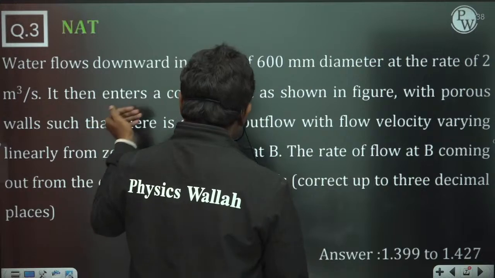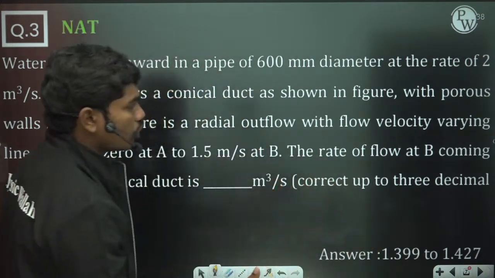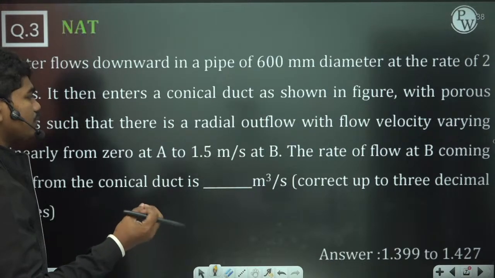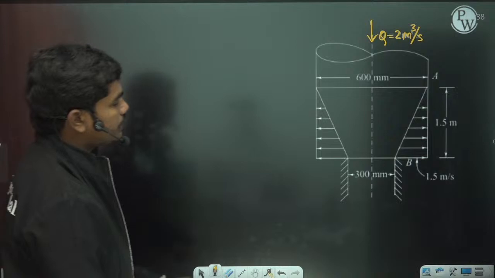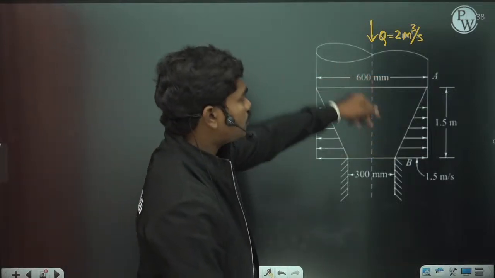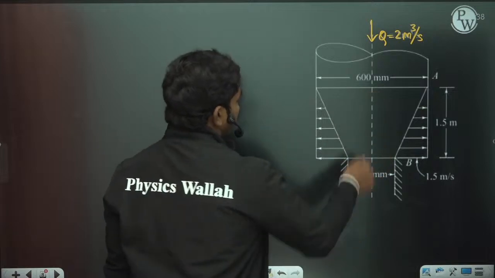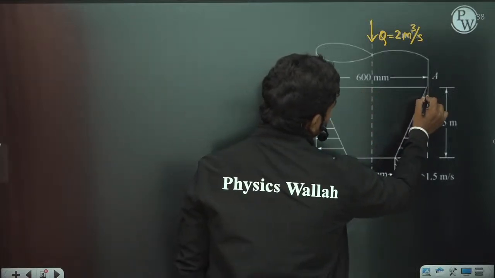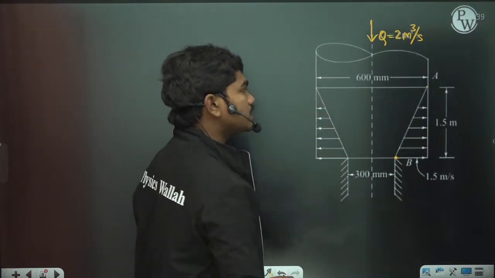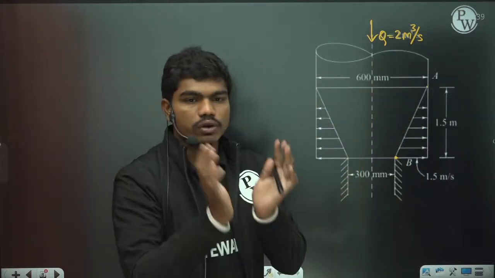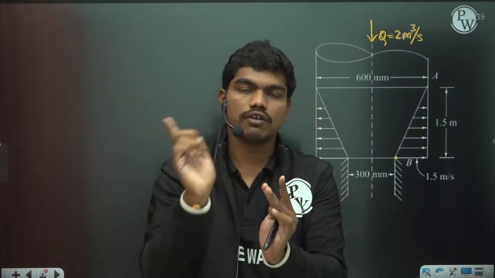Then it enters a conical duct as shown in the figure with porous walls such that there is a radial outflow with flow velocity varying linearly from 0 at A to 1.5 meters per second at B. So by the time the flow is coming in this direction, because there is a flow in this direction, at this location the flow velocity is 0. But by the time the fluid came here, the radial flow is 1.5. Means if you take a conical duct like this, then fluid is coming radially outward from all over the circumference of the cone.